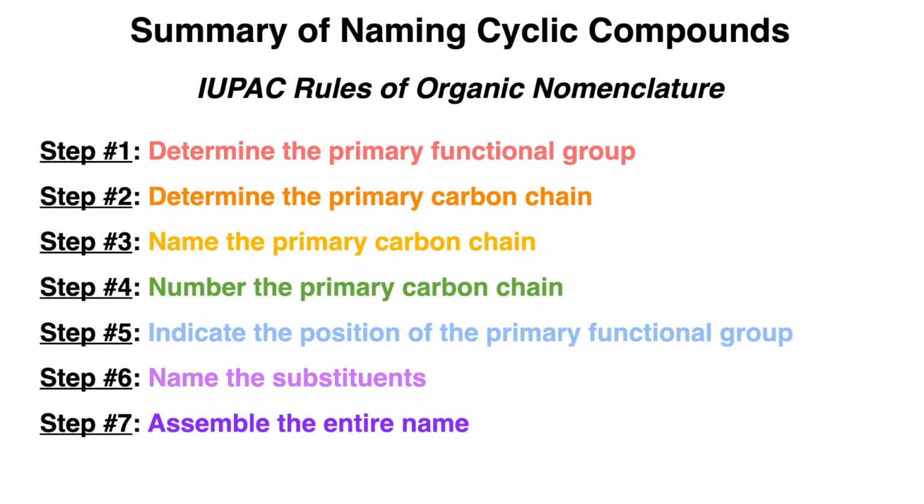So in summary, the IUPAC rules of organic nomenclature include Step 1, determine the primary functional group. Step 2, determine the primary carbon chain. Step 3, name the primary carbon chain. Step 4, number the primary carbon chain. Step 5, indicate the position of the primary functional group. Step 6, name the substituents. And finally, Step 7, assemble the entire name.